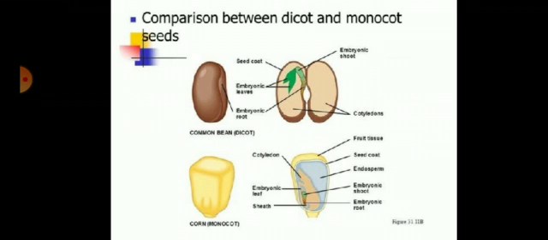Dicotyledons have seeds with 2 cotyledons. Example pea, bean, castor. They have leaves with netted venation and taproot system.